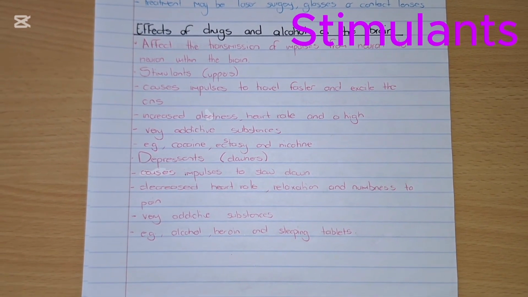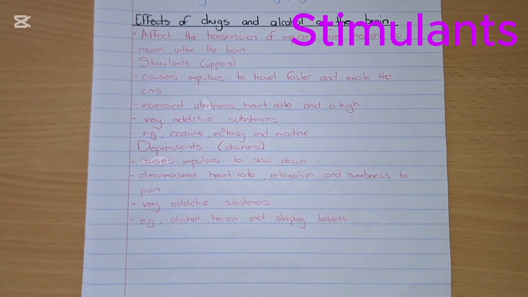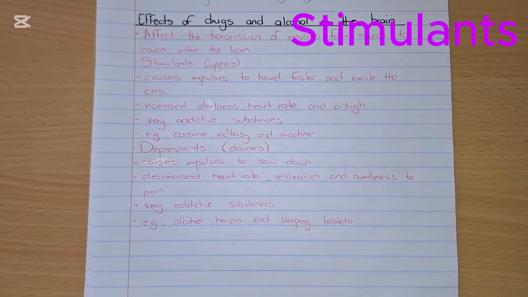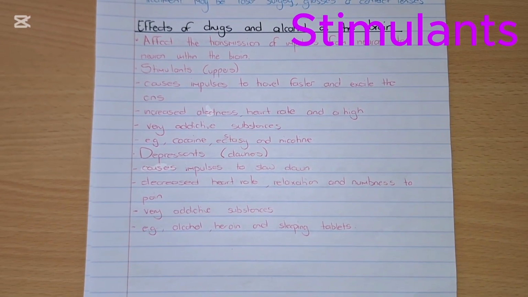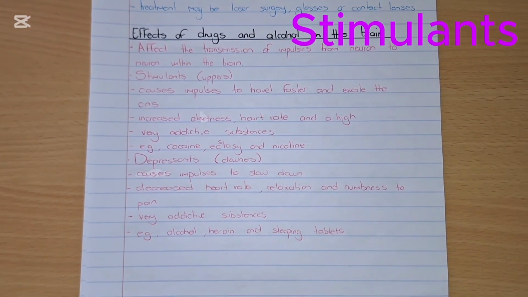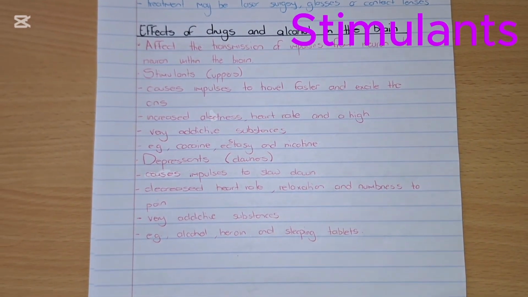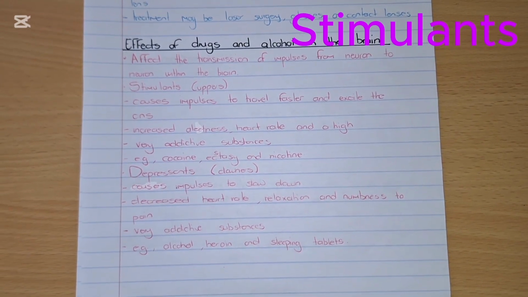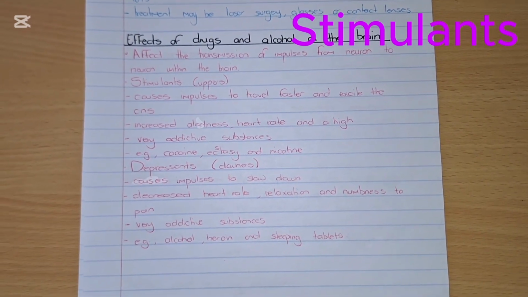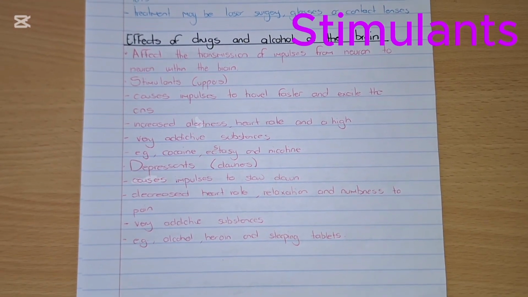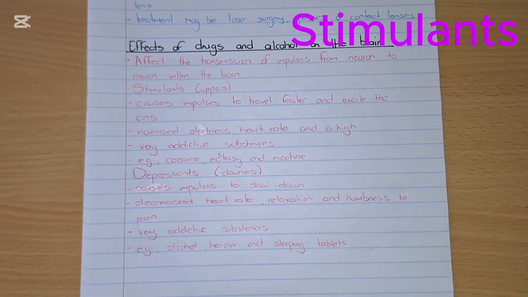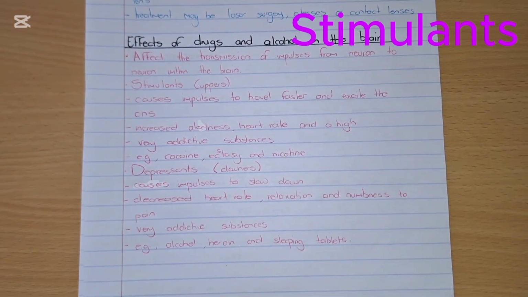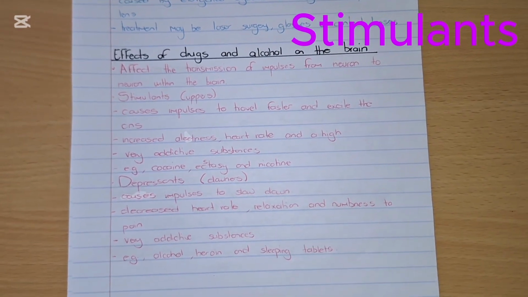The first one we have are called stimulants or uppers, and they cause impulses to travel faster and excite the central nervous system. In the brain, impulses travel at a specific speed, but if you take stimulants or uppers, it causes them to travel even faster, which is not normal because they have their own speed. This can lead to increased alertness, high heart rate, and also it can cause a high. These substances are very addictive. Examples of that are cocaine, ecstasy, and nicotine. Nicotine is found in cigarettes.